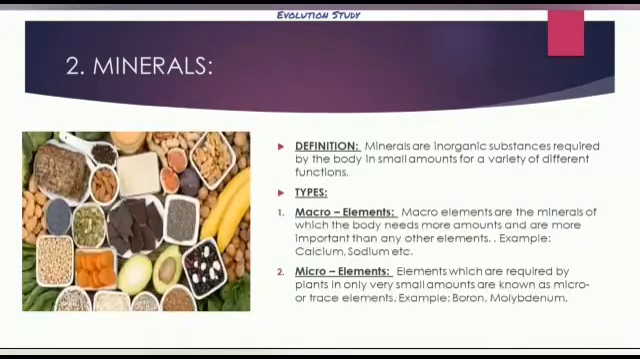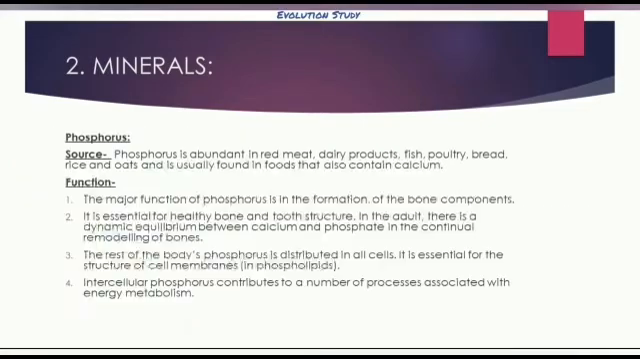Definition: minerals are the inorganic substances required by the body in small amounts for a variety of different functions. Types: macroelements. Macroelements are the minerals of which the body needs more amounts and are more important than any other elements. Examples: calcium, sodium, etc. And what are microelements? Elements which are required in only very small amounts are known as micro or trace elements. Example: boron, molybdenum, etc.